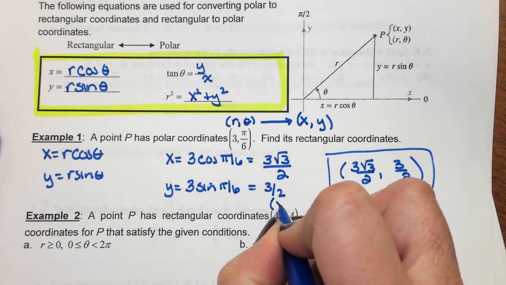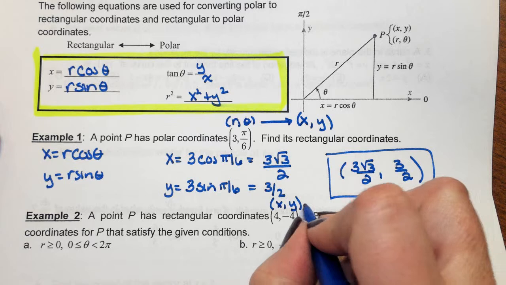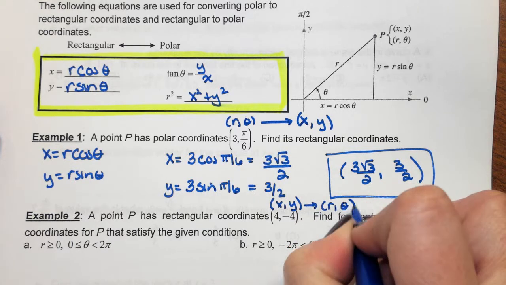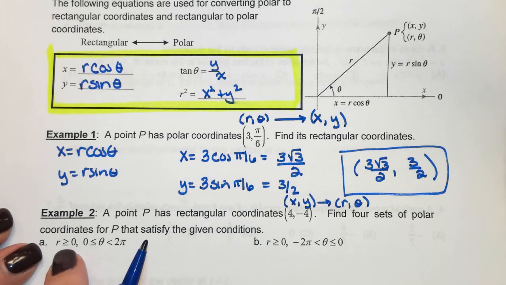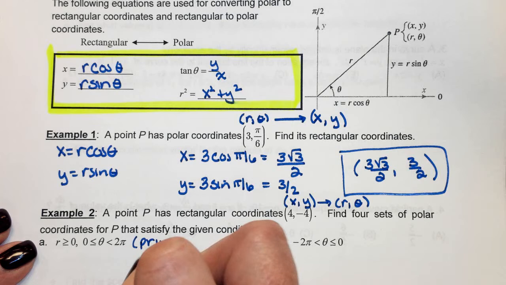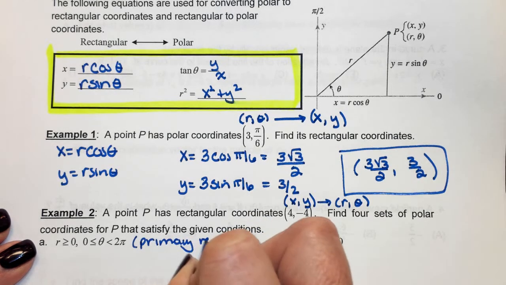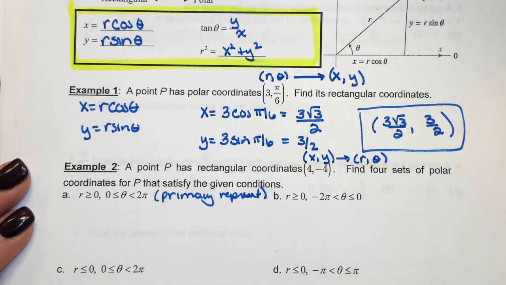Again, I've got an x and a y. My point is 4, negative 4. What I want to convert to is an r, theta. This first example is when r is greater than 0 and theta is between 0 and 2 pi. We call this, by the way, primary representation. Most of the time you're going to see your points given in primary representation.